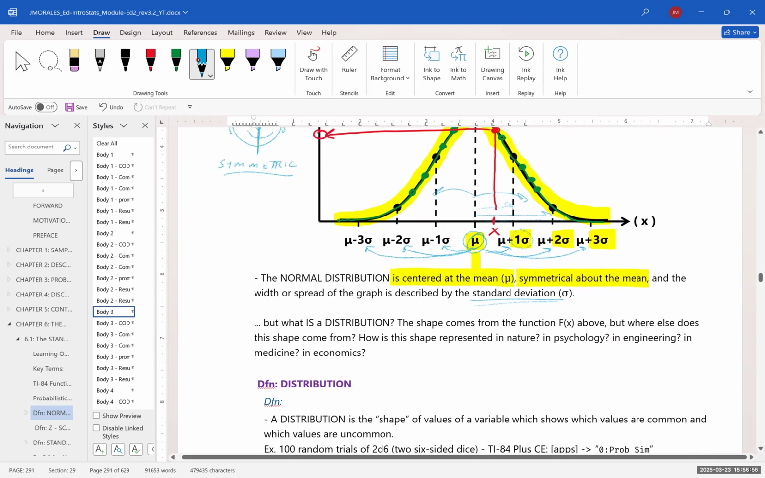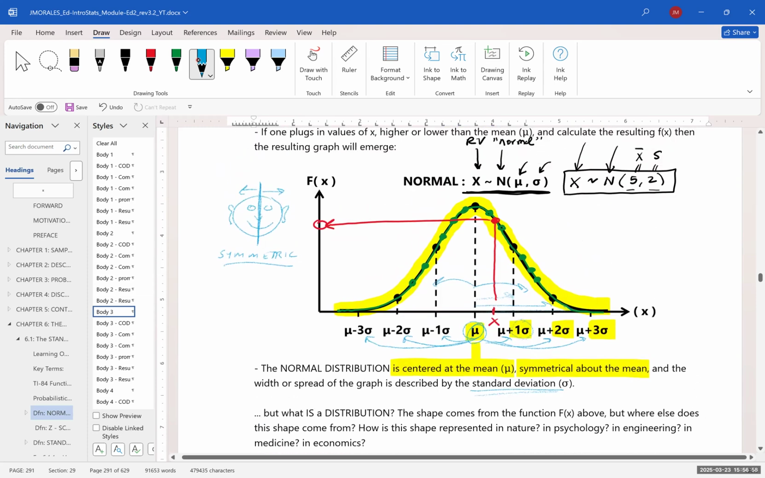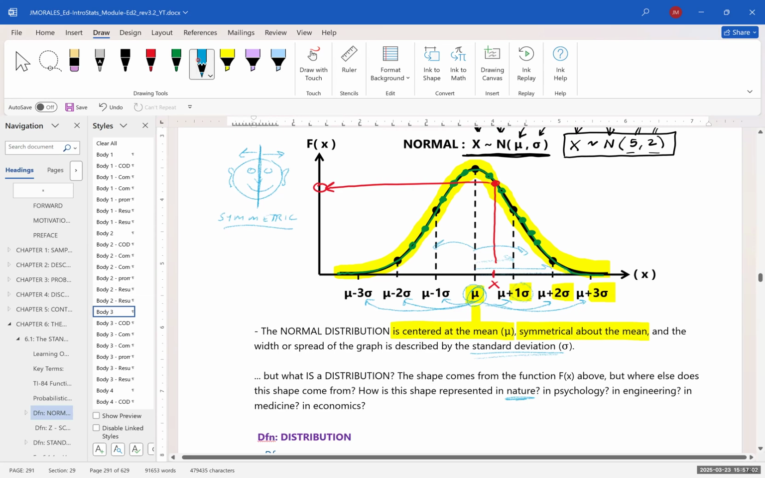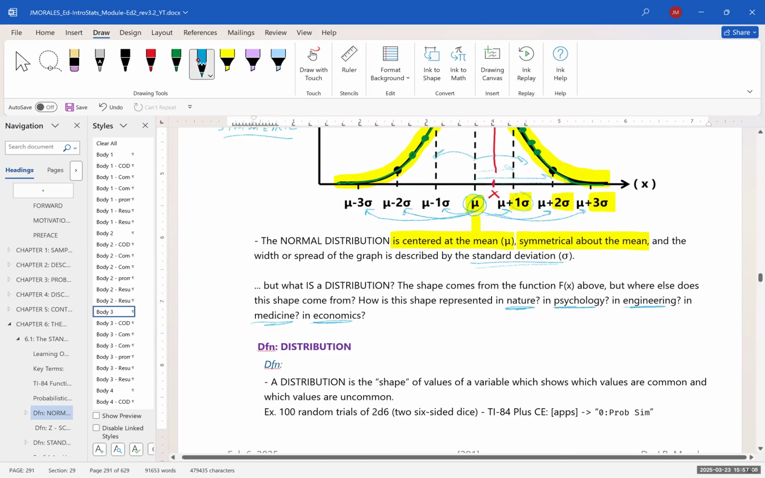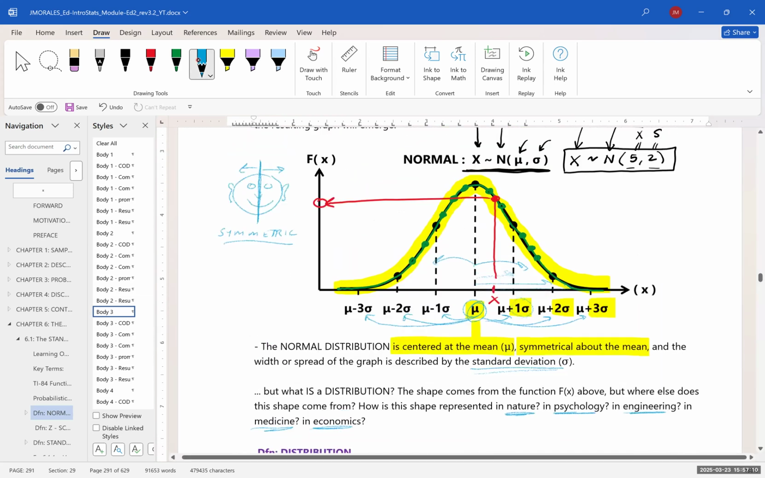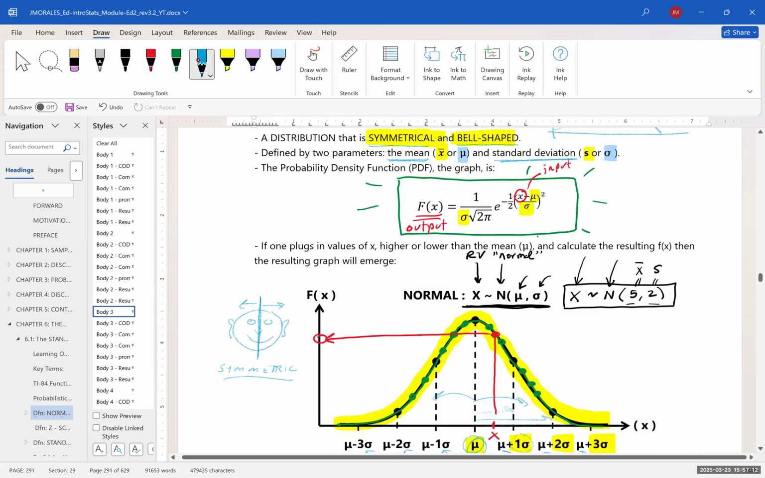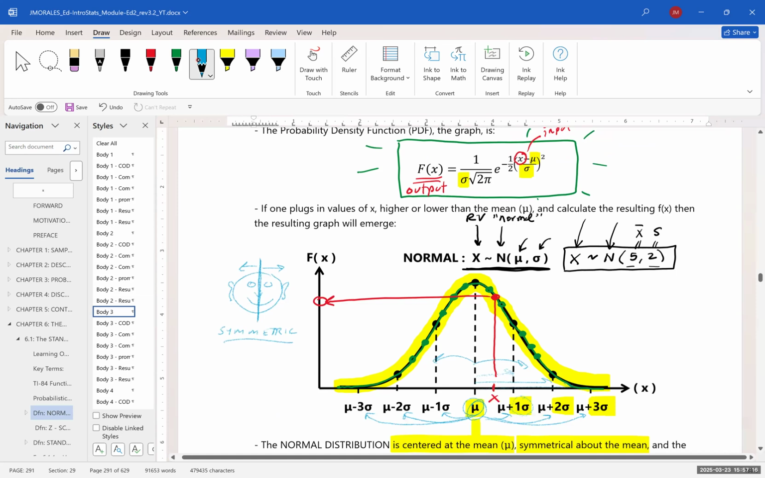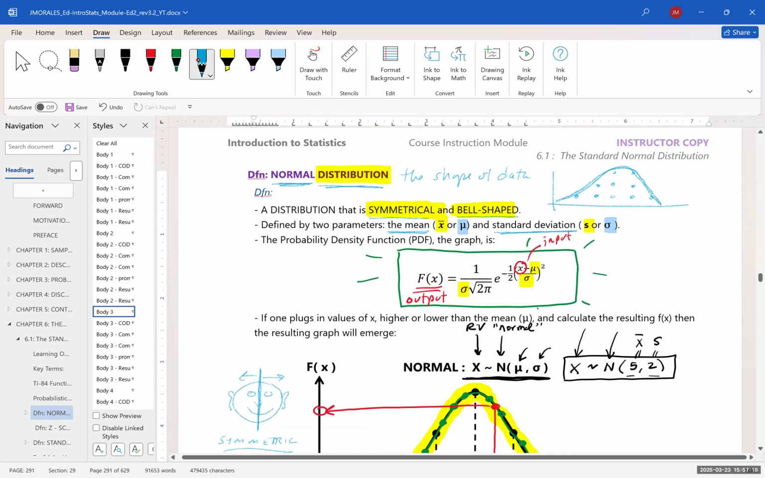Okay, so it turns out that this normal distribution is very commonly found in nature, in psychology, engineering, medicine, and economics. All right, so let's go ahead and stop there with this definition of distribution.